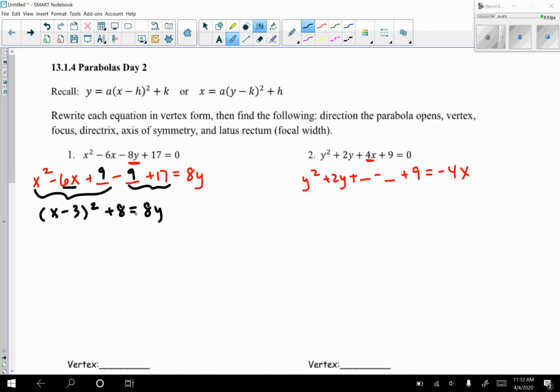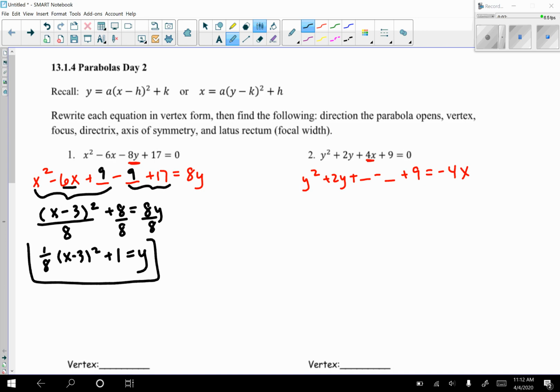And then the next step is to solve for y because we don't want that number in front. So of course we want to divide each term, remember terms are separated by addition and subtraction signs, by that 8. So we don't like to have all of this divided by 8. We actually put this in front as our a value. So this is going to be 1/8 x minus 3 quantity squared plus 1 is equal to y. So this is our equation. And we can see that for this equation, y equals, and the a value is positive, so we know this is going to open up.